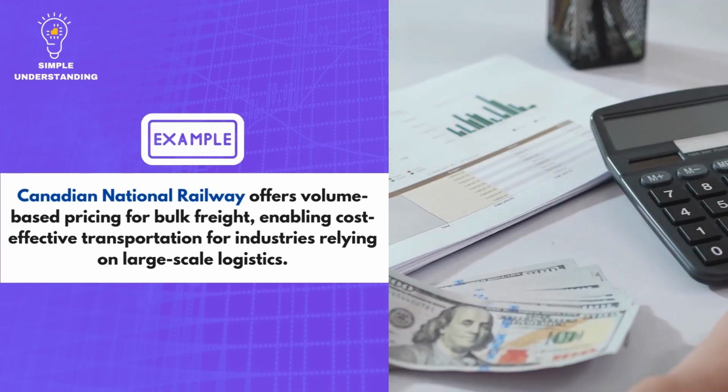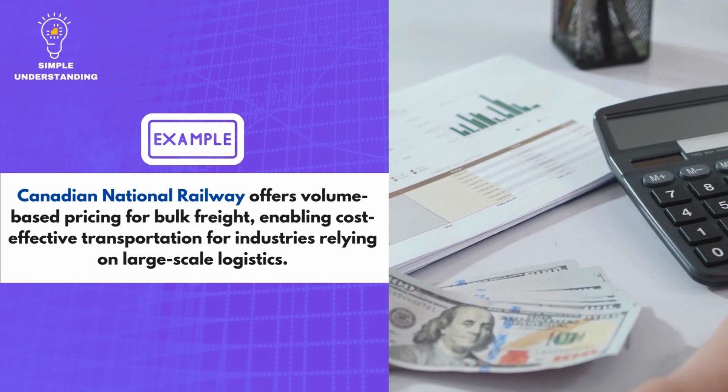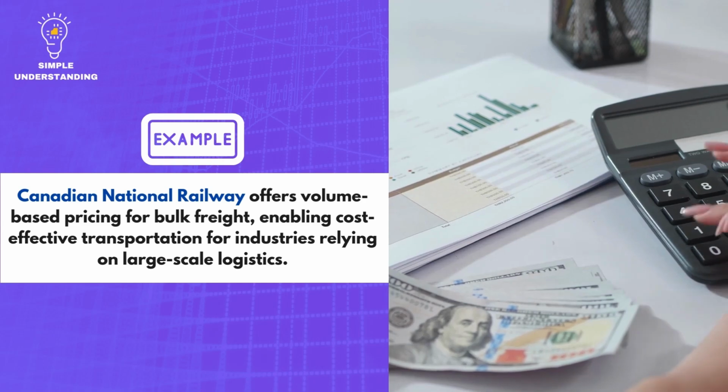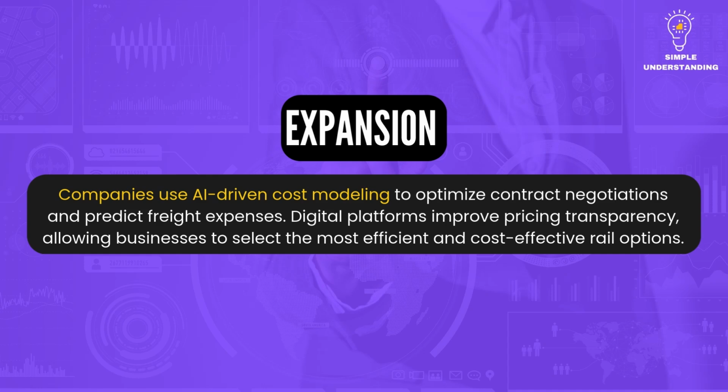Real company example: Canadian National Railway offers volume-based pricing for bulk freight, enabling cost-effective transportation for industries relying on large-scale logistics. Expansion: companies use AI-driven cost modeling to optimize contract negotiations and predict freight expenses.